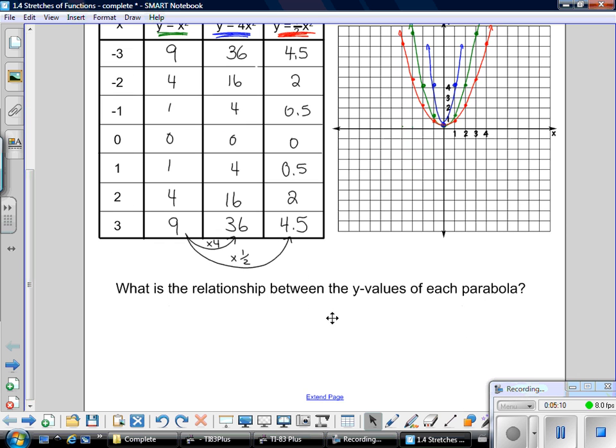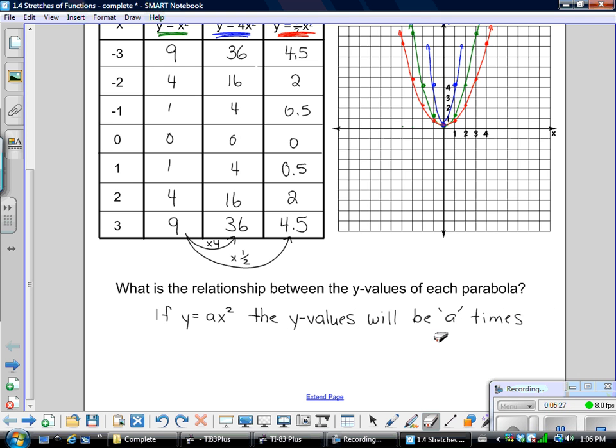So what is the relationship between the y values of each parabola? Well, we can say that if I'm looking at y equals ax squared, the y values will be a times those of our first column, which was the equation y equals x squared. So all I'm doing is taking the a that's in front of x squared and multiplying it by the y values. So it's a pretty easy way so that you're not having to, first of all, use a graphing calculator all the time. And second of all, if I have y equals x squared, its y values, I can get any of the other y values.